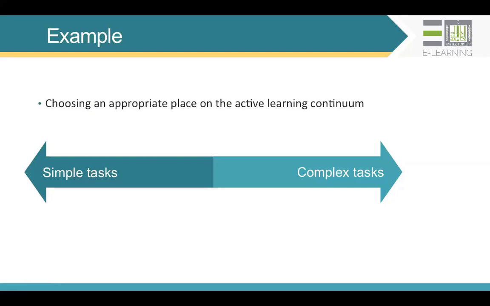Another example, let's say you are teaching therapeutics to final year pharmacy students, and the objectives for the course are development of clinical skills, and let's say you are comfortable with a high level of classroom interaction, so you want students to interact with each other, and also you want interaction between yourself and the students. So in that case, you will choose activities closer to the complex tasks end of the active learning continuum.